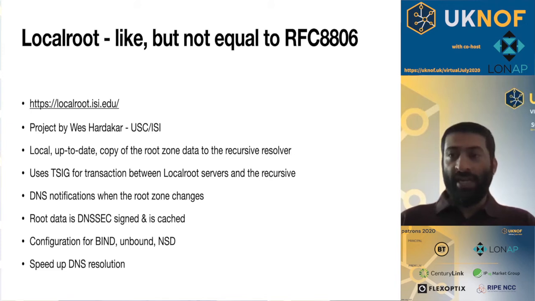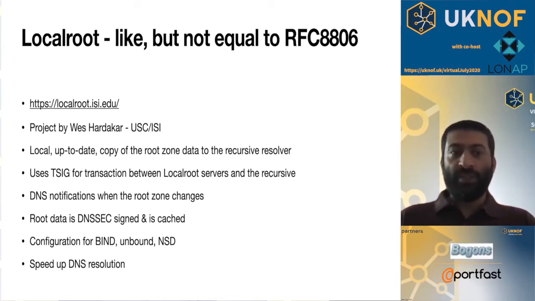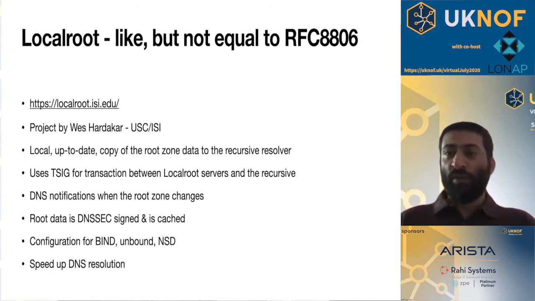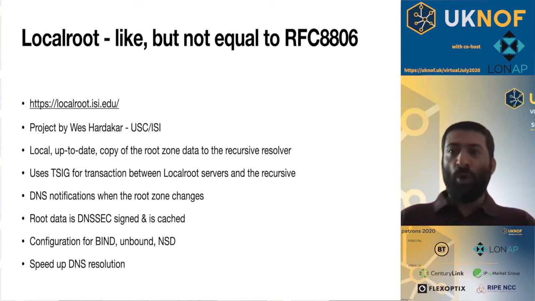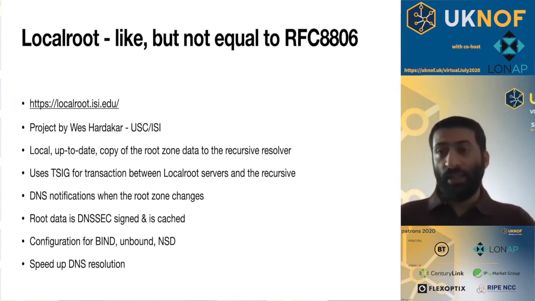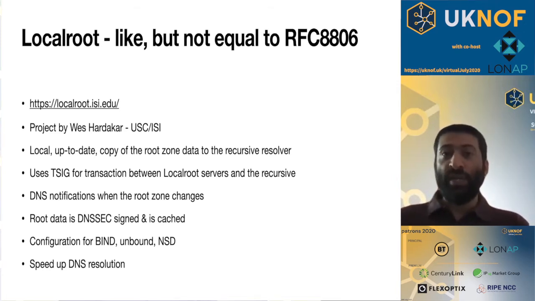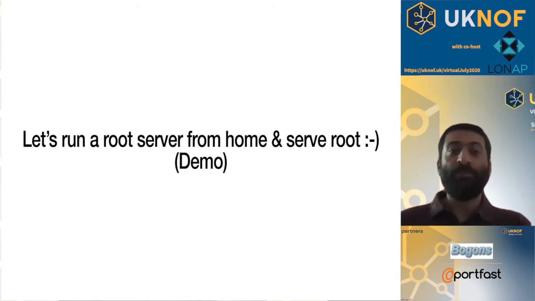The goal or the idea is similar to RFC 8806, which is to have a local copy of the root zone running on the resolver. It uses TSIG primarily to get the zone from the local root servers, and DNS notifications whenever there is a change to the root zone. The root zone data is DNSSEC signed and is cached. Configuration is available for BIND, Unbound, as well as NSD at this point in time. One of the other goals of Localroot is also to speed up DNS resolution.